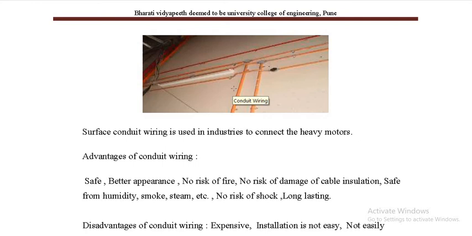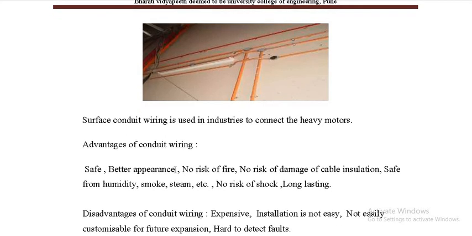One of the most positive points of this concealed wiring, concealed meaning the conduits are inside the walls, is that it is very good to look at, very nice. You can directly see the point on the board, you can directly see the fan, but you never know from where the wire is running. But another negative point is that it is very difficult to trace the fault. Again, better appearance, no risk of fire, no risk of damage.